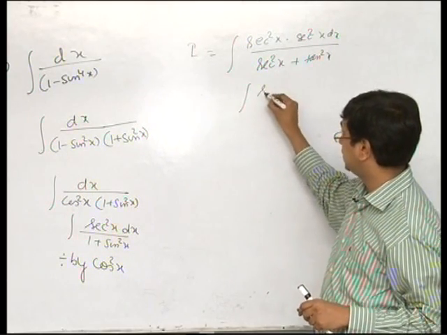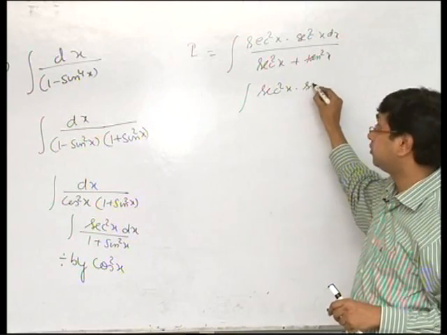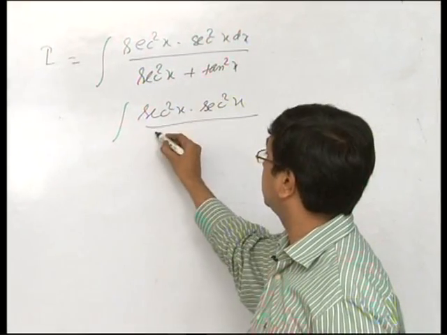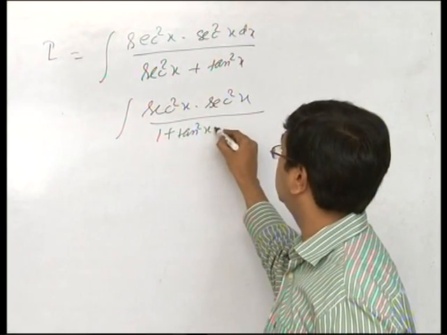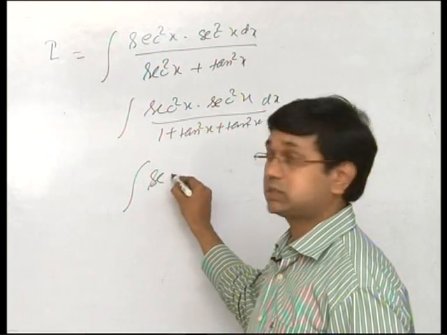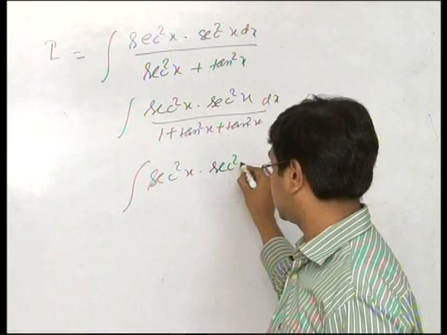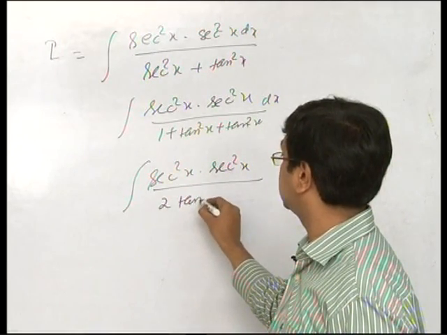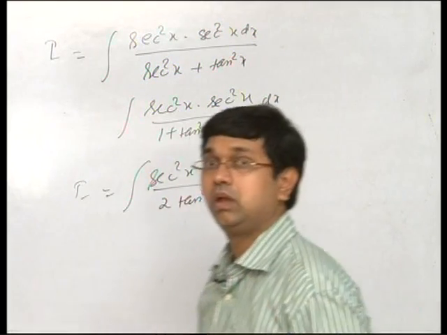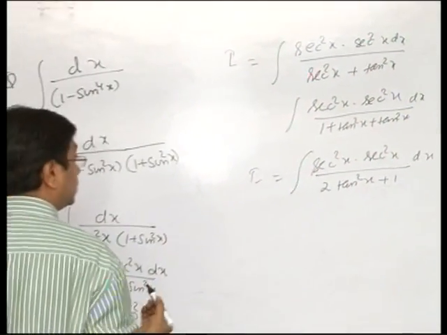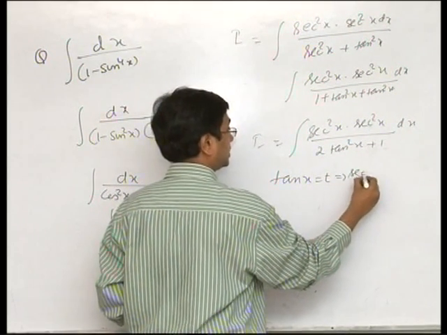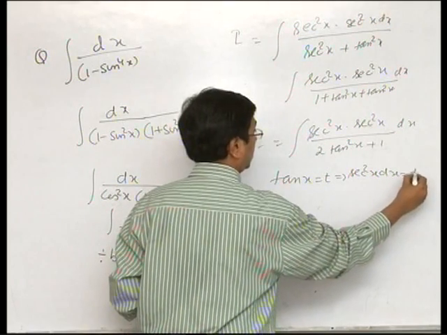And now you can see that we have sec square in the numerator. So what should we try? We should convert whatever is possible in terms of tan. So this sec square x can be written as 1 plus tan square x. So sec square x into sec square x upon 2 tan square x plus 1 dx. So now we are just left with tan x equal to t, and that would imply sec square x dx equal to dt.